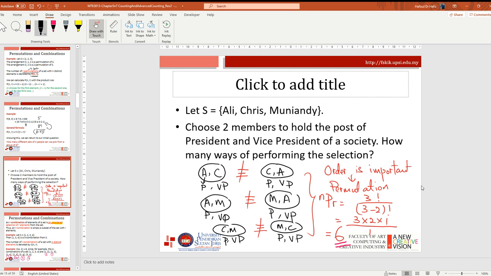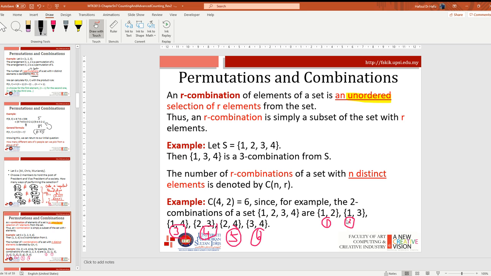Okay, and then for the permutation you have P(n, r), where n is 3, and the result is 6. For the r-combination of elements of a set, it is an unordered selection of r elements. Thus, an r-combination is simply a subset of the set with r elements. For example, we have S equal to 1, 2, 3, 4. 1, 3, 4 is a 3-combination of S.